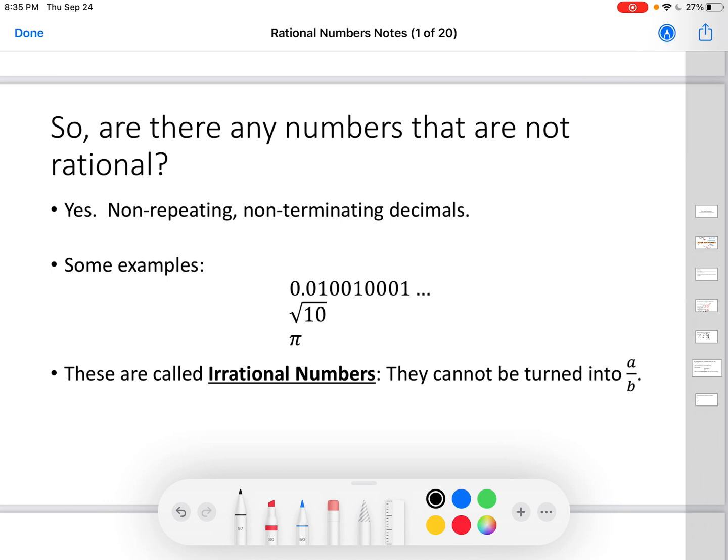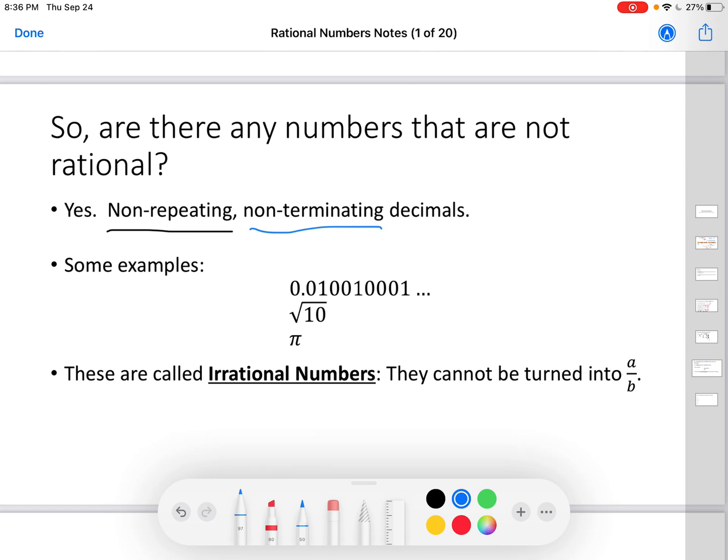So, all of these different types of numbers are rational. Are there any numbers that are not rational? Yes. Those are non-repeating, non-terminating decimals. Non-repeating because they don't do a repeating pattern like 6, 6, 6, 6, or 3, 8, 3, 8, 3, 8, things like that. Non-terminating because they never finish. They go on forever.